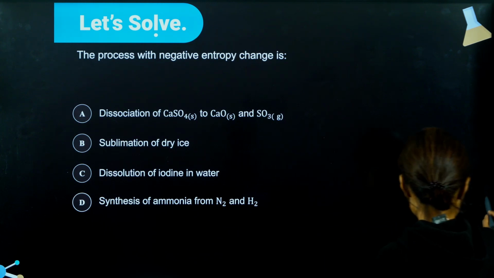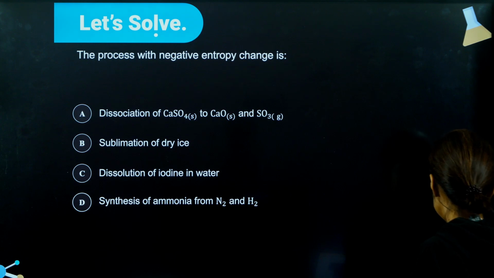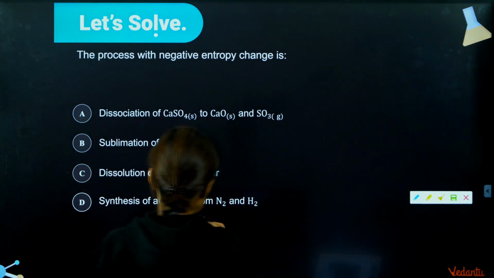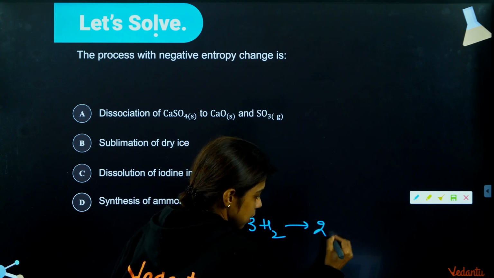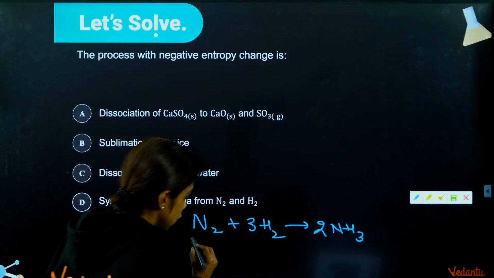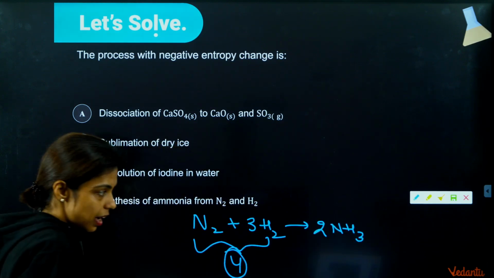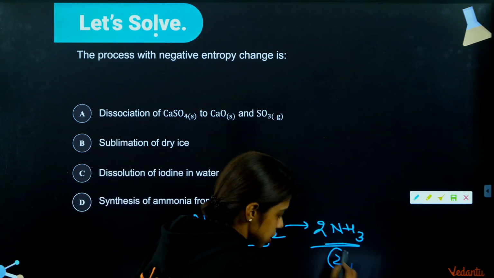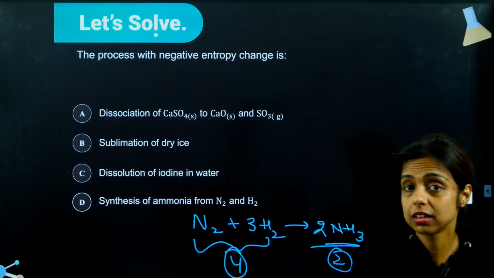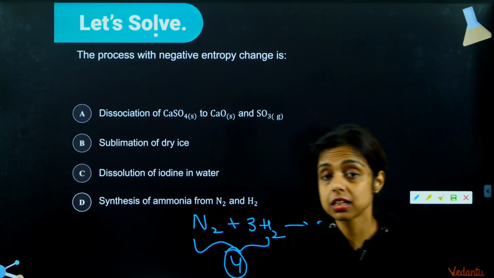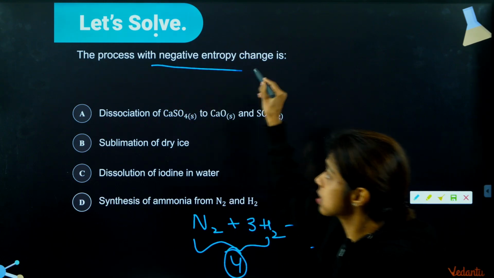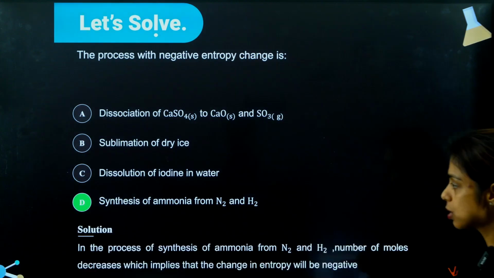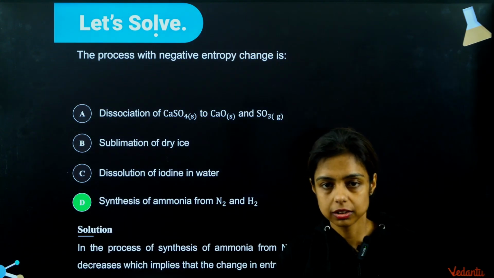So let me write the reaction. N2 plus 3H2 gives 2NH3, right? So we have 4 gas moles on the reactant side and 2 gas moles on the product side. That means the number of gas moles decreases in the reaction. That means there is a decrease in the entropy. So this process will have a negative entropy change. So we'll mark our answer as D.